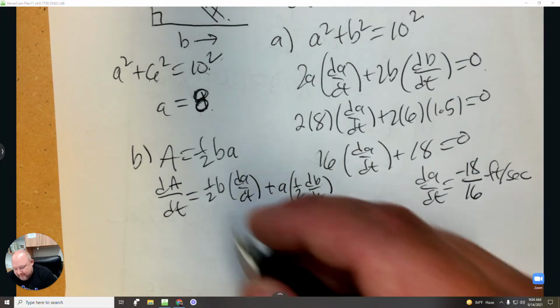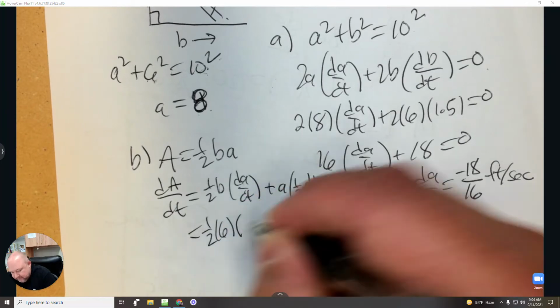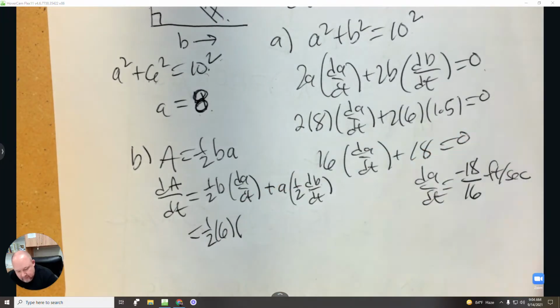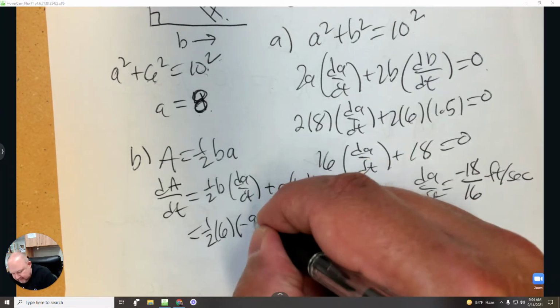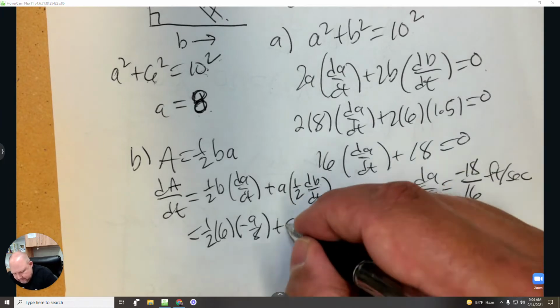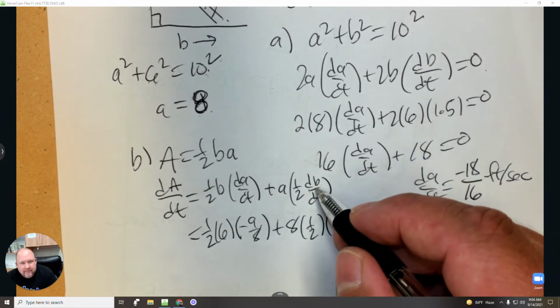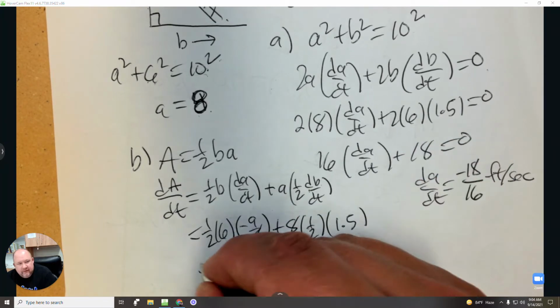And now we plug in the values. So we said B is 6. dA by dt we just found is negative 18 over 16, or negative 9 over 8. A is 8. And then the rate for the base is 1.5. And now I just have to calculate that.